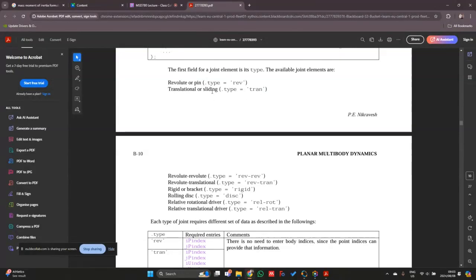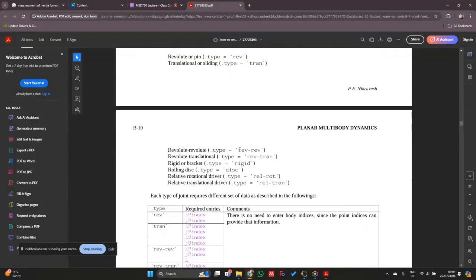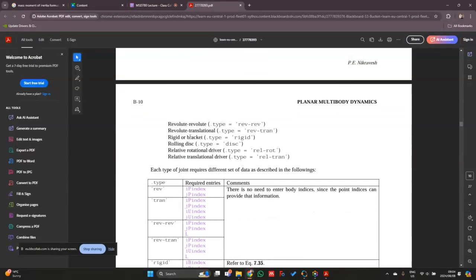If we want a translational or a sliding joint, something like a slider crank mechanism where you have a piston or a sliding block that is translating left or right, then you're going to specify a translational joint. A revolute-revolute joint is rev-rev, and then there are revolute translational joints. These are basically combinations of the separate types of joints. A rigid or bracket joint can also be specified. A rolling disc, which would be something like a wheel, will be a disc.